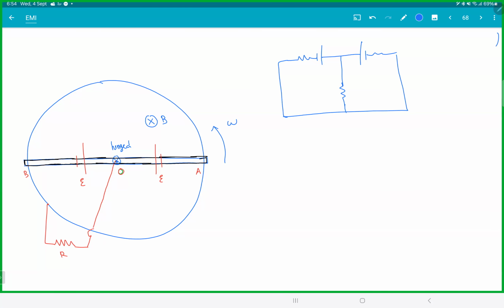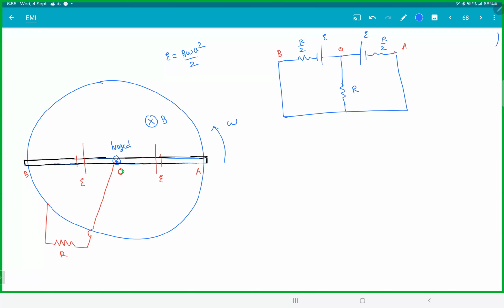This is your circuit. This is O, this is A, this is B. This resistance is R, this is EMF E, this is EMF E. This will be R by 2 and this will be R by 2. Is that making sense? EMF E will be given by B omega A square by 2. So each segment will act like a battery with an internal resistance.